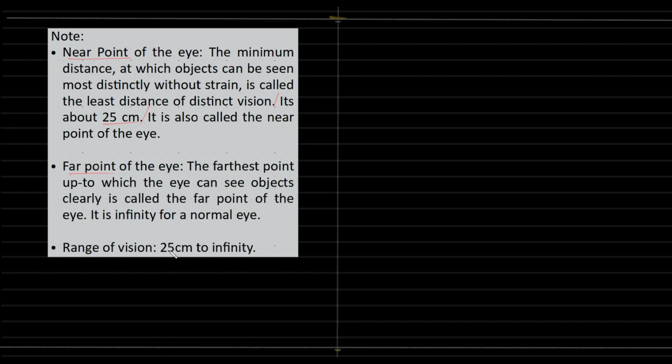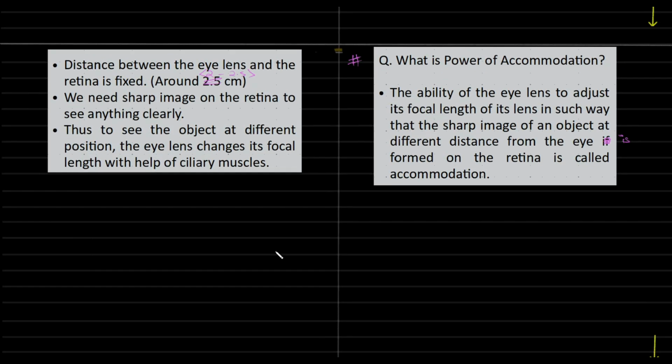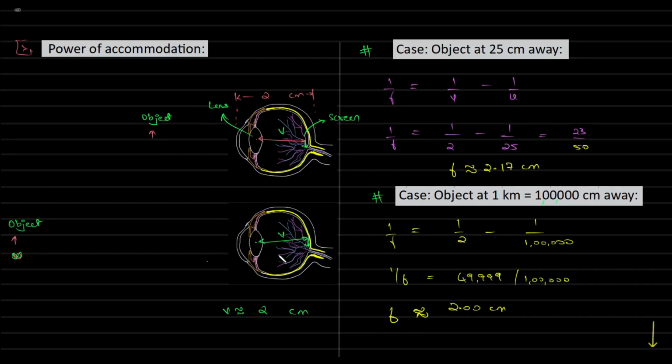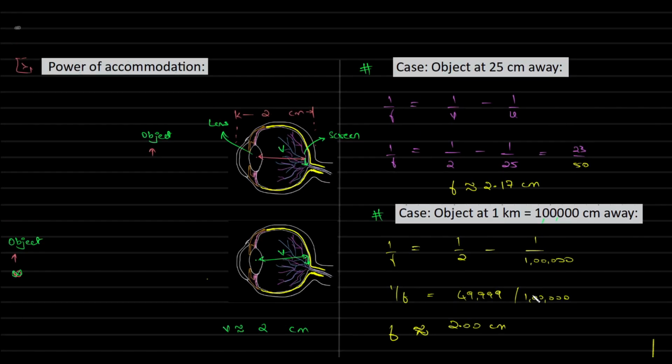Range of vision is nothing but from where to where a normal eye can see. It's from 25 centimeter to infinity. Okay, that we can't miss out. Unit is important. Infinity, there's no unit because infinity is infinity, right? Okay, so this is all your write-up, and I hope I made it interesting with some numericals. So you guys can pause and copy it off.